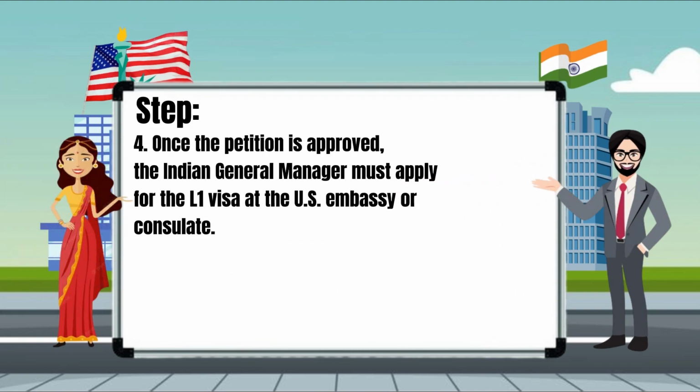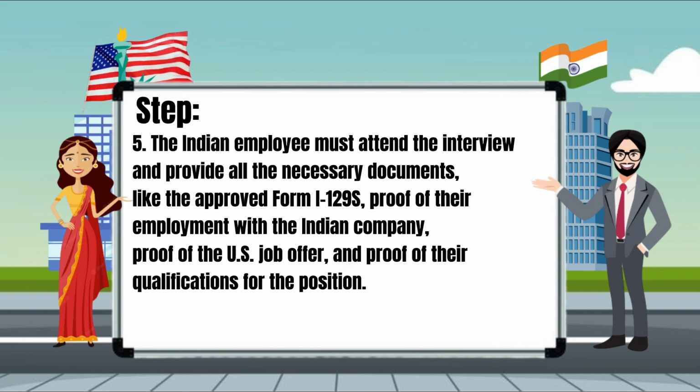Fourth, once the petition is approved, the Indian General Manager, Shaila, must apply for the L1 visa at the US Embassy or consulate in her home country, which is India. Fifth, the Indian employee, Shaila, in this case, must attend the interview and provide all the necessary documents like the approved Form I-129S, proof of their employment with the Indian company, proof of the US job offer, and proof of their qualification for this position.